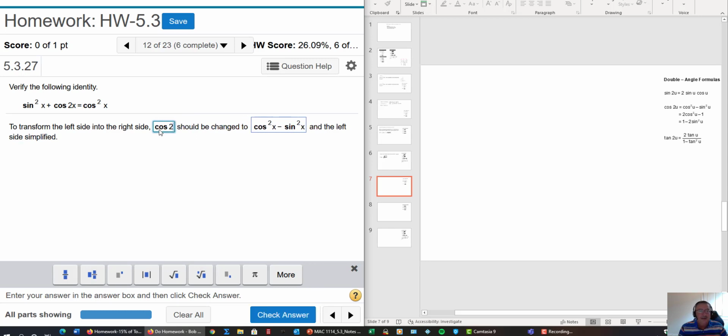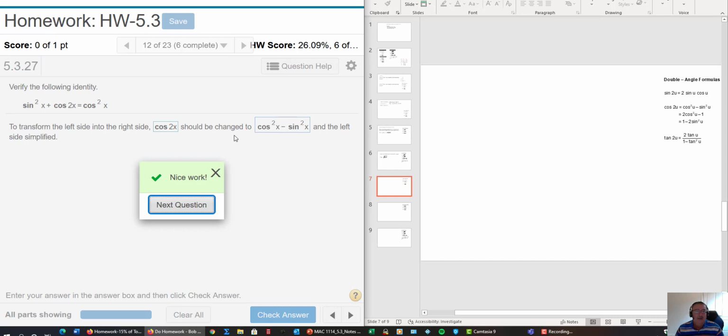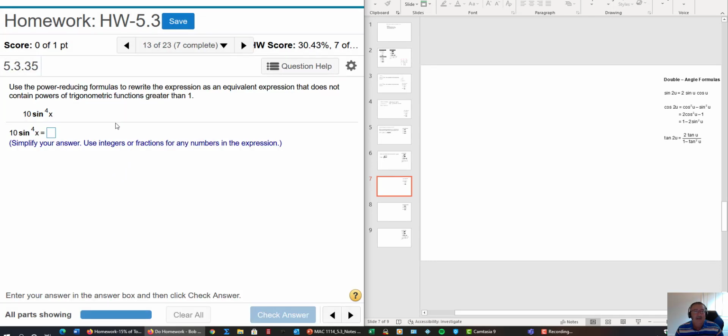So there's more than one way to do these. I just wanted to work some of these out and show you. Should be changed to cosine square x minus sine square x, and the left side simplified. And that's really all they wanted on that one. So they didn't do the verification like we would do, super tough and stuff here.